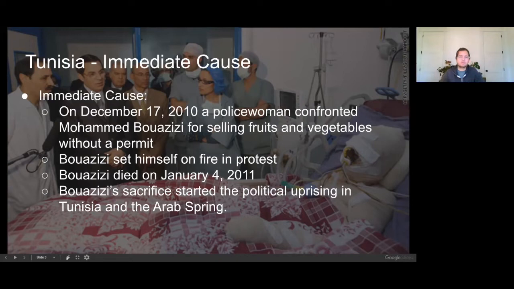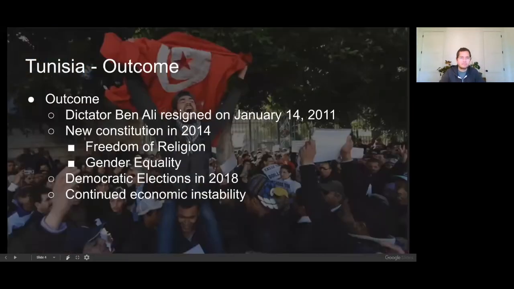As a result, he died on January 4th, 2011. But this started the Arab Spring, this political uprising. It started in Tunisia, and it then spread throughout other major countries throughout North Africa and the Middle East. So as a result, everybody took to the streets. Not everybody, but the majority of the people of Tunisia took to the streets in protest of the dictator Ben Ali.